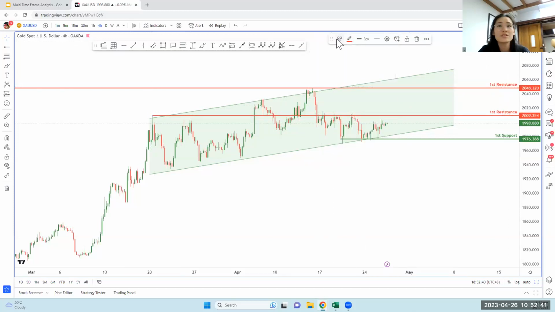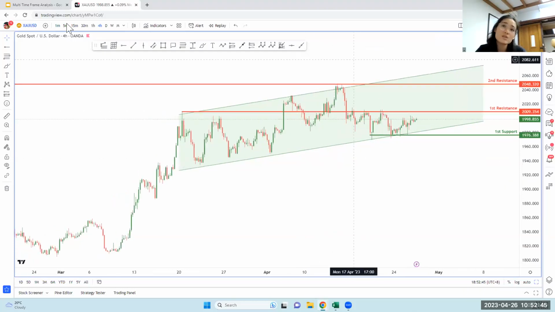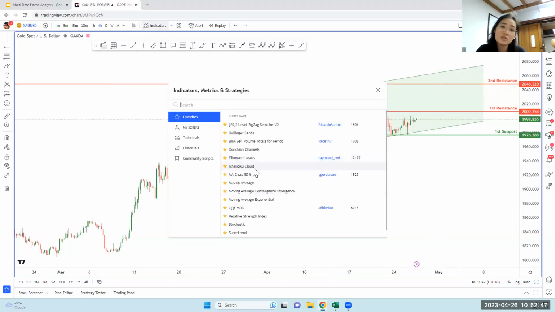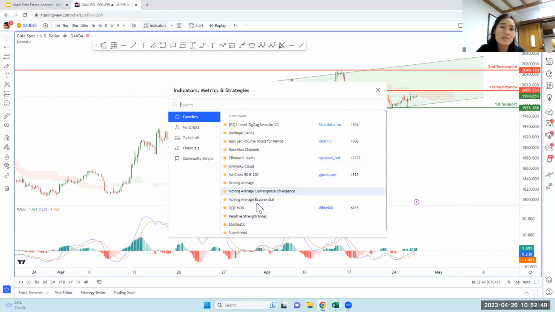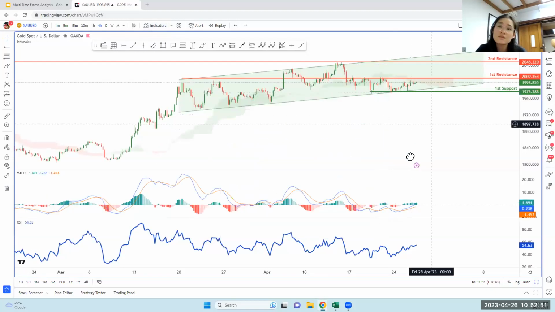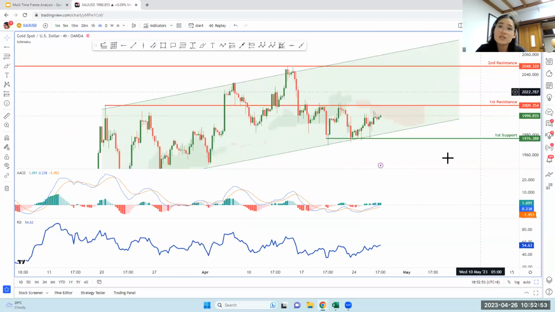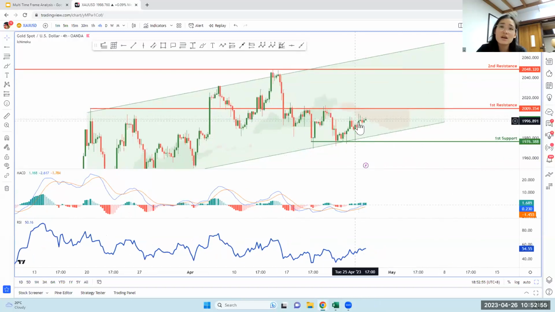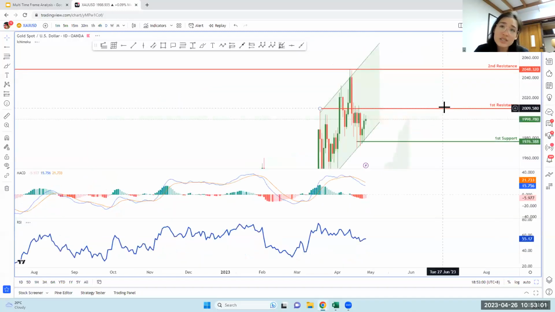Okay, here I have another resistance level that we can take note of. Okay, now let's pull out some Ichimoku, MACD, and RSI. You can see on our price chart, price is moving below the Ichimoku cloud, but it does look like it's going to break through. So let's take a look at the higher time frames.